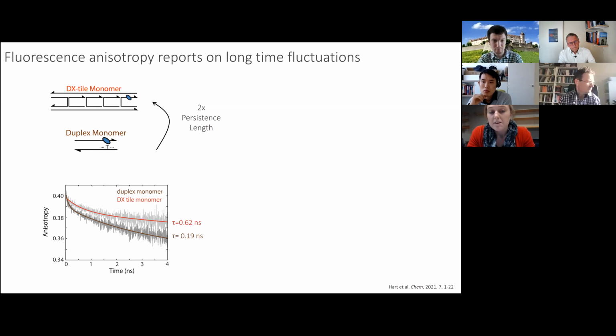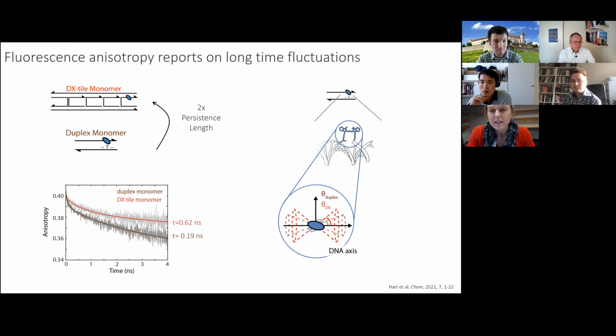And so in the duplex, we have a loss of correlation on the 190 picosecond timescale, whereas it's much longer, on the order of about 620 picoseconds, in the case of the DX tile. And this is pretty consistent with our picture of understanding rigidity within these DNA structures, simply because the duplex should introduce a less rigid environment.